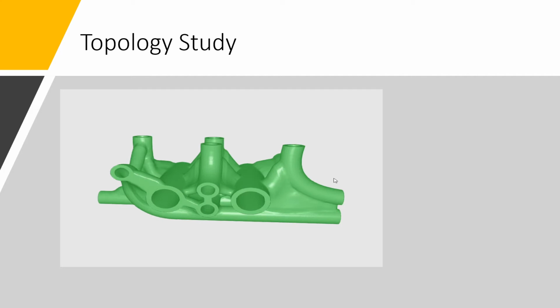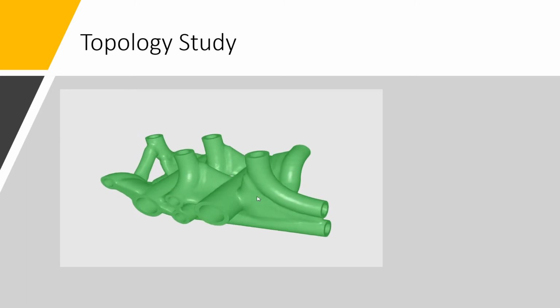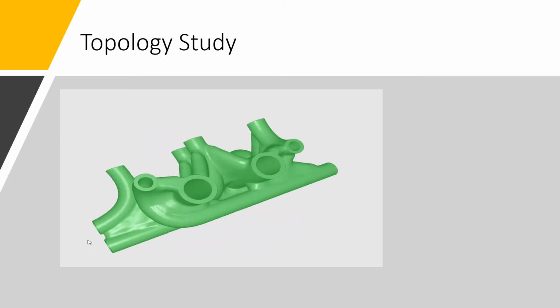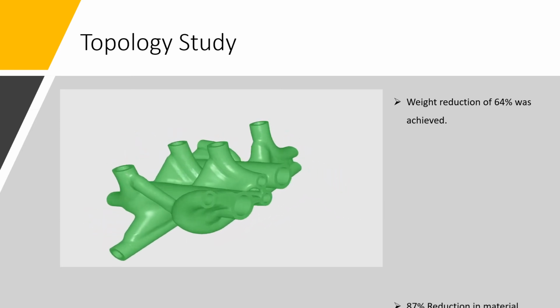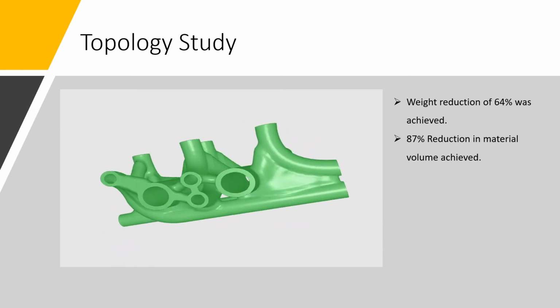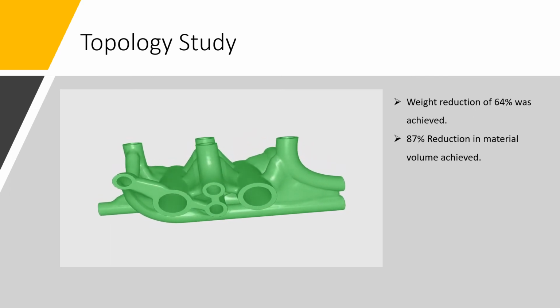A topological optimization study was carried out on the concept manifold. All constraints which the manifold must meet during operation were inputted prior to running the simulation. The study achieved a 64% reduction in component weight, an 87% reduction in the volume of material required to produce a component. This in turn greatly reduces material costs. The optimized design met all operational constraints. Please refer to the following slide for confirmation of these constraints.